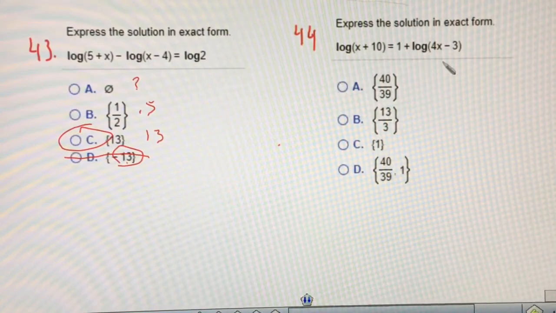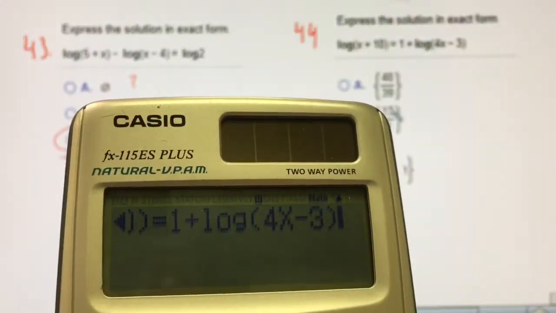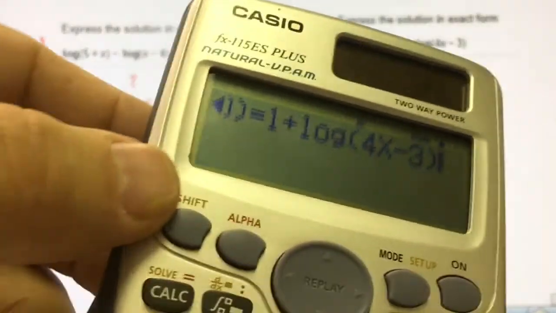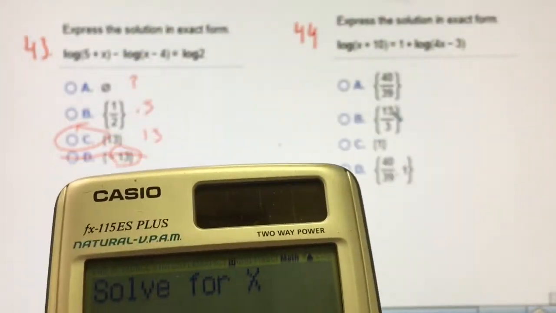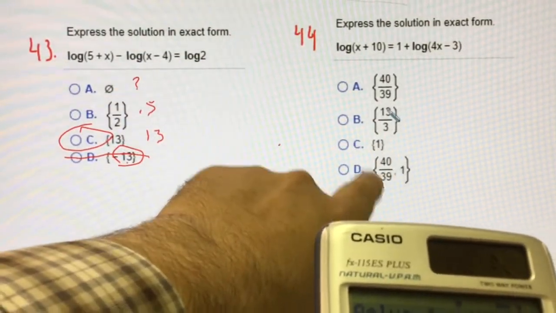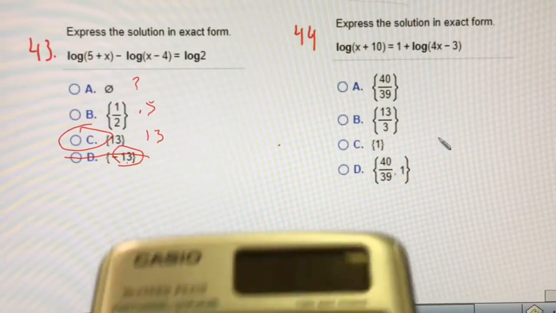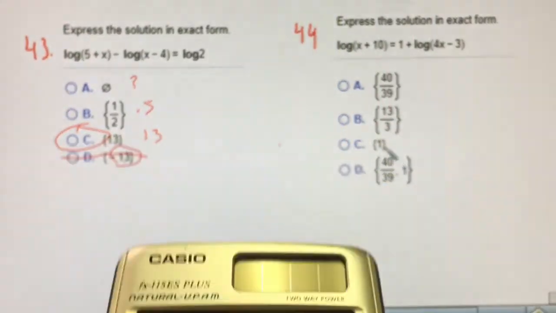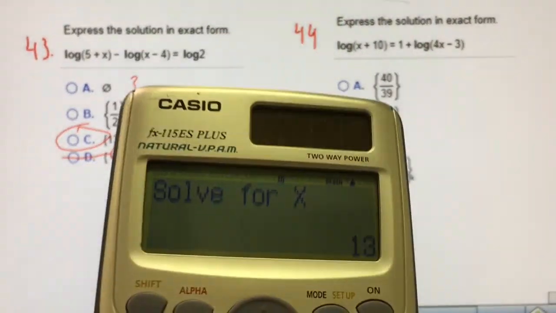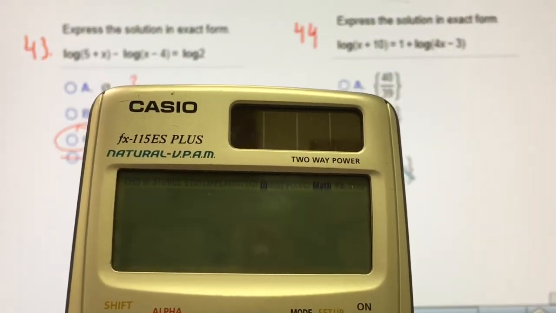For this one, same thing. I'm going to type it in the solver. So I typed it in. And now what I'm going to do is hit shift solve. It's going to ask me to guess. Let me see. I don't know. I might have extra answers. I'm going to try 1. That way, if it doesn't work, I know it can't be this one or this one. So I'm going to give 1 a shot. Guess it 1.